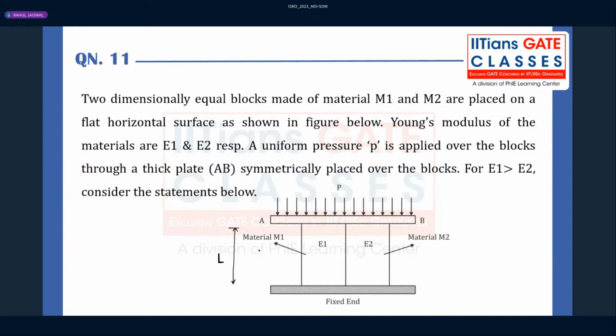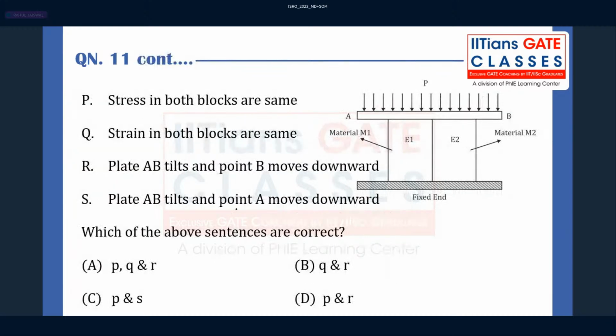They are made up of material which is having Young's modulus E1 and E2. A uniform pressure P is applied over the blocks through a very thick plate AB, symmetrically placed over the blocks. They are placed symmetrically, right? For E1 greater than E2, consider the following statements. They are saying that stress in both the blocks is the same, strain in both the blocks is the same. Plate AB will be tilted, but whether it tilts like this or like this, that is what they are asking.